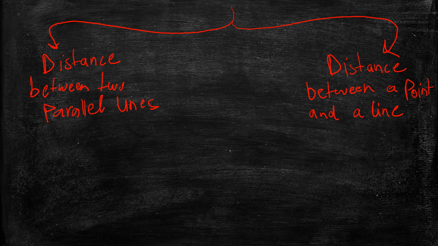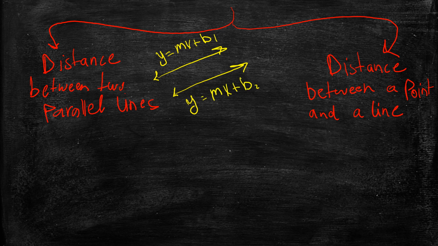If you are asked to find the distance between two parallel lines, for example, line y equals mx plus b1, and let's assume that the second line is y equals mx plus b2. It is very important to notice that these two lines have the same slope. So parallel lines have the same slopes. The y-intercepts are different, but for sure they have the same slope.